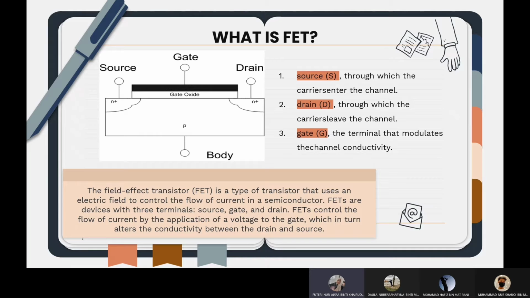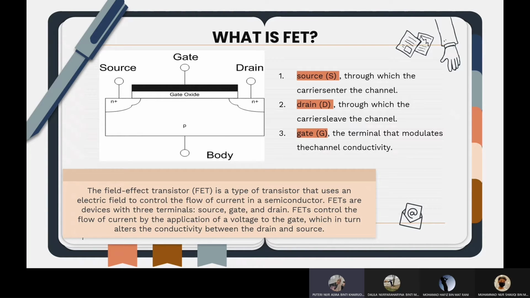Let me explain about source, drain, and gate. First, source, through which the carriers enter the channel. Conventionally, current entering the channel at source is designated by IS. Second, drain, through which the carriers leave the channel. Conventionally, current entering the channel at drain is designated by ID. Drain to source voltage is VDS.